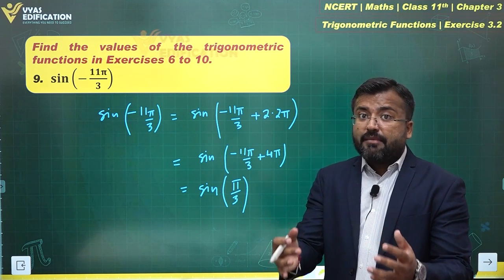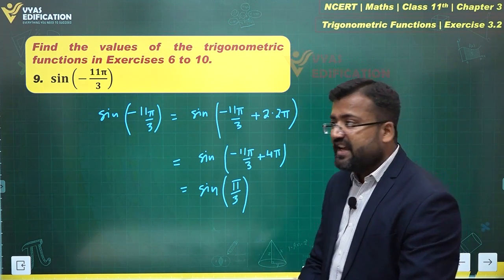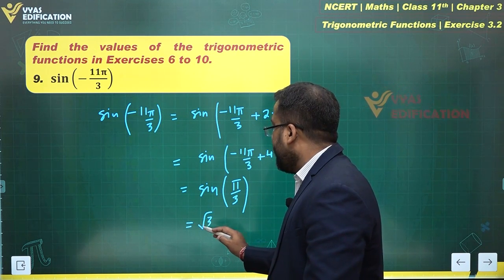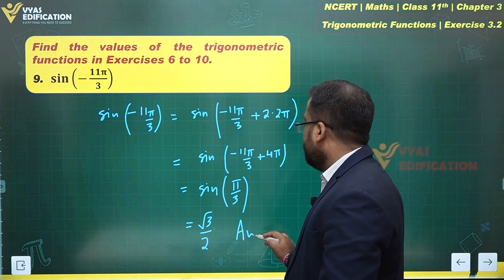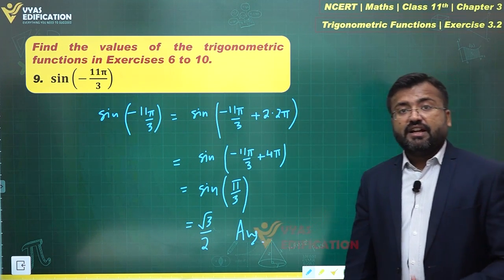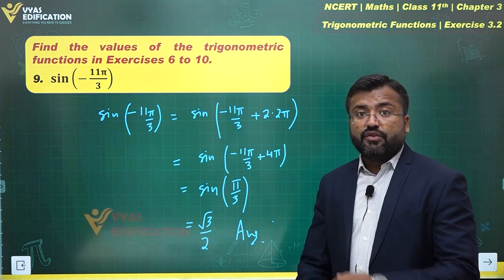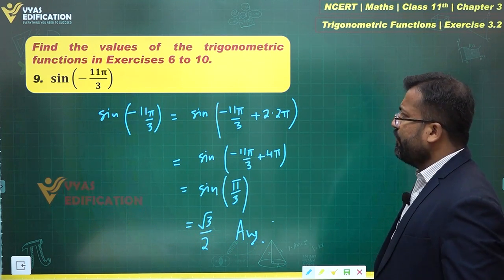And the value of sine pi by 3 is very easy. Pi by 3 is also 60 degrees, right? Sine 60 degrees is root 3 by 2. This is the answer that we have, right? Sine pi by 3 is something which you should remember, that it is root 3 by 2. Now once you are through with this, that is all in this question.